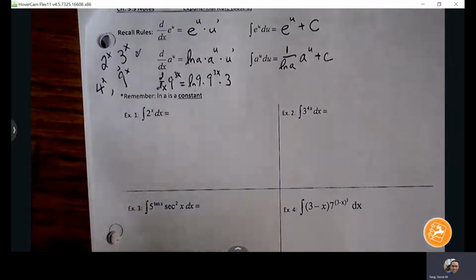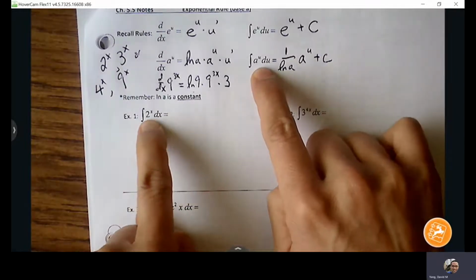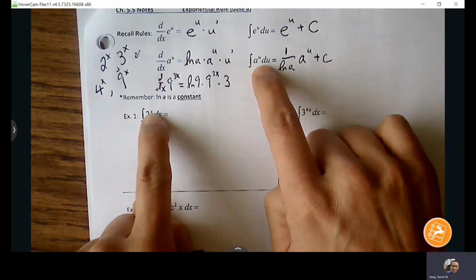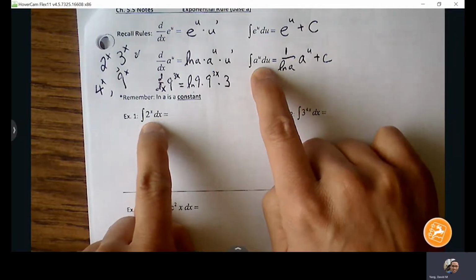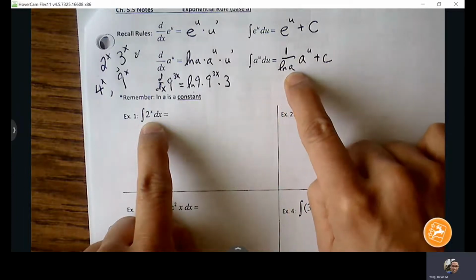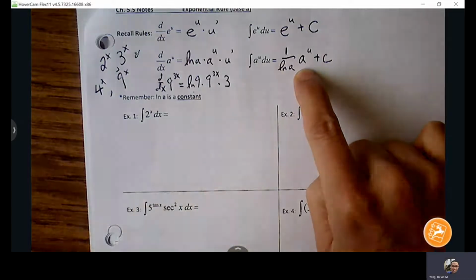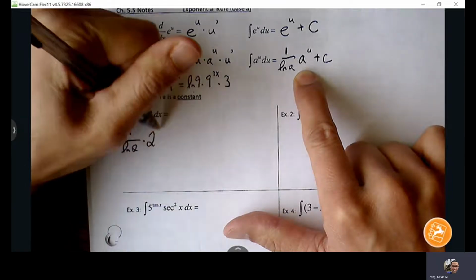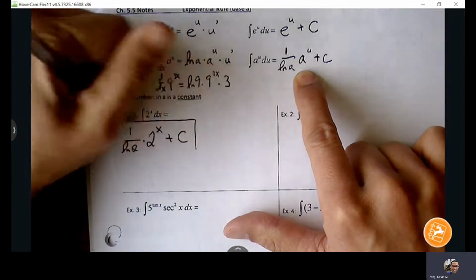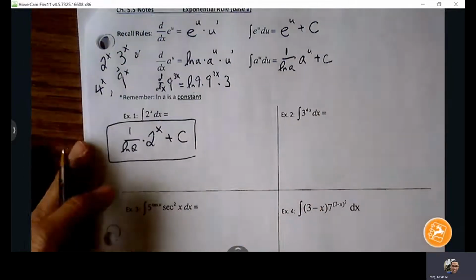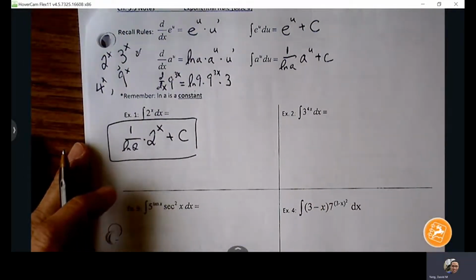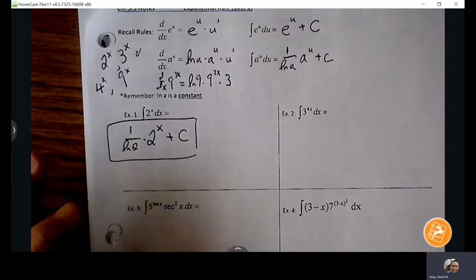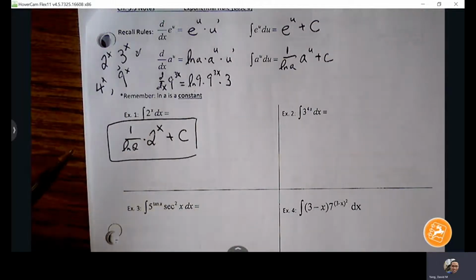So 2 to the x dx, you see that this matches nicely with our a to the u rule. You can go through u substitution, but the u is just the x, so there's not going to be any leftover value we have to keep track of. We can jump directly into this rule and just replace the a with what? 2. And so just 1 over natural log of 2 times 2 to the x plus c. Nothing to keep track of, no coefficients left over, that x won't produce anything except 1.